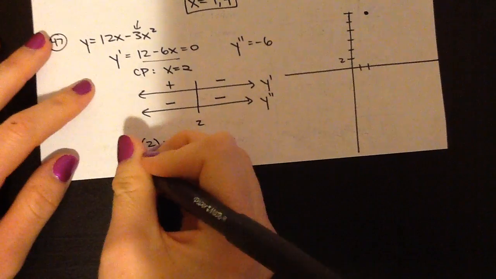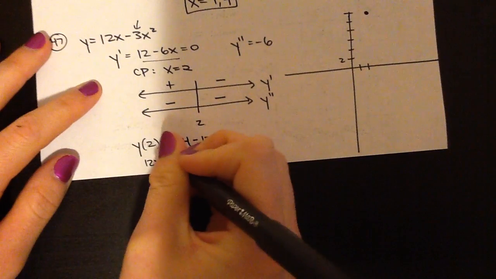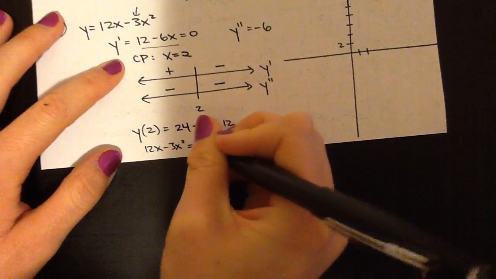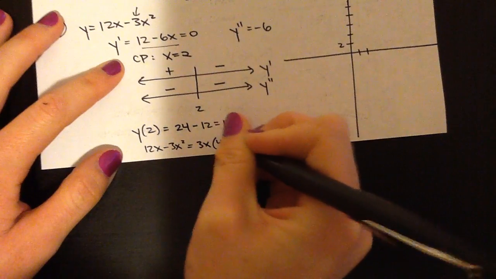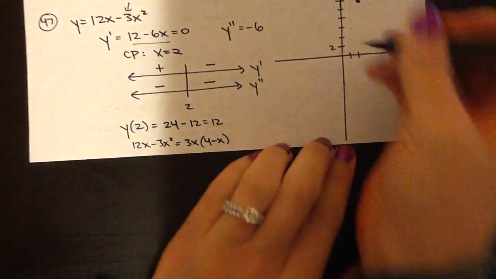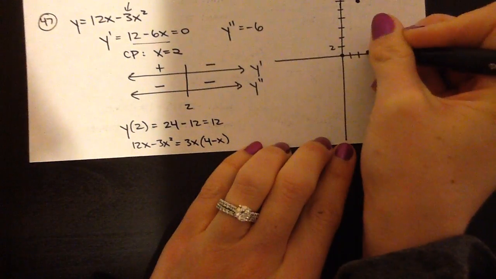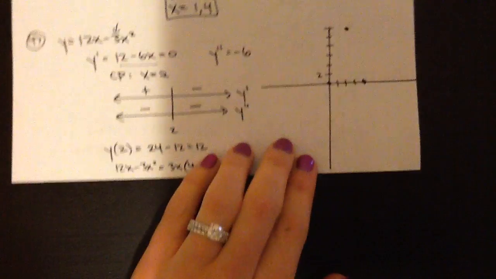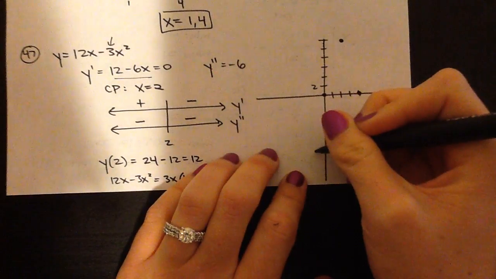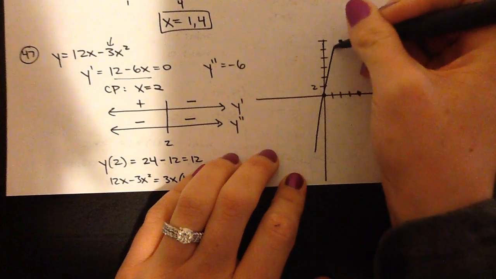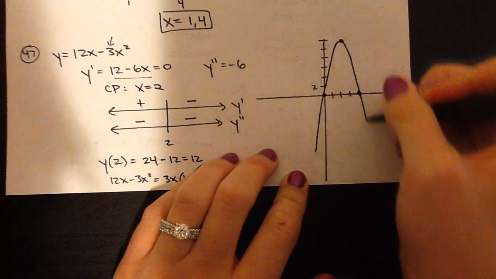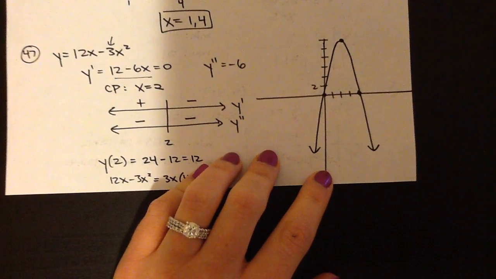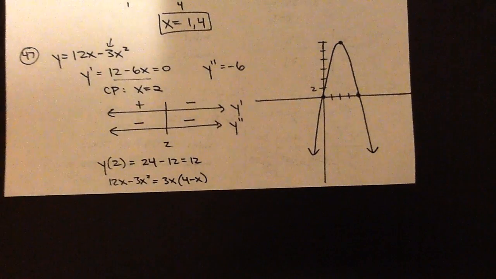So let's set this equal to 0 to get the x-intercepts. I can factor out a 3x. So I get 0, and I get 4 for my x-intercepts. And so now (0, 0) is also my y-intercept. So this is my graph, kind of a narrow upside down parabola. So I've got my max, I don't have any inflection points, and there's no asymptotic behavior because it's a polynomial, it's not rational.